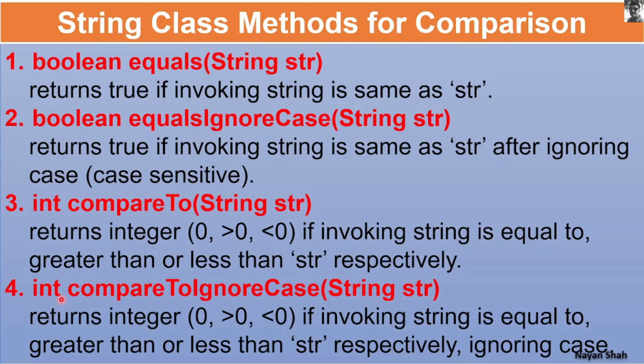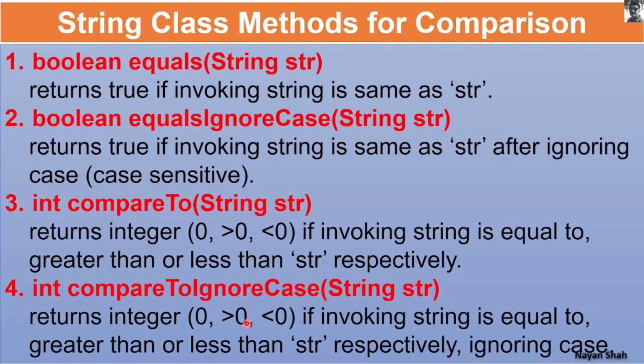Next, integer compared to ignore case string str. So now here again, like the second method, we are comparing two strings but ignoring the case. So if one string is capital Rajkot and the second string is small Rajkot, the compared to ignore case method will return 0 because it is ignoring the case. It is only when characters are different in both strings that it will return a number either greater than 0 or less than 0, depending on which string you are comparing with which one.